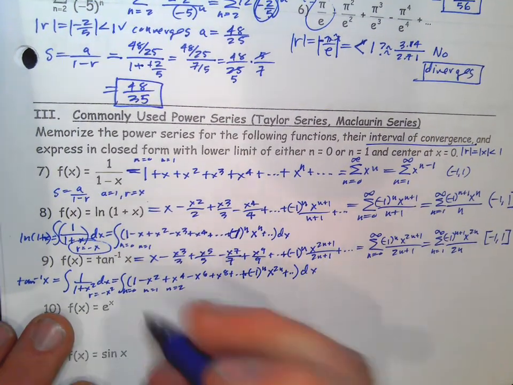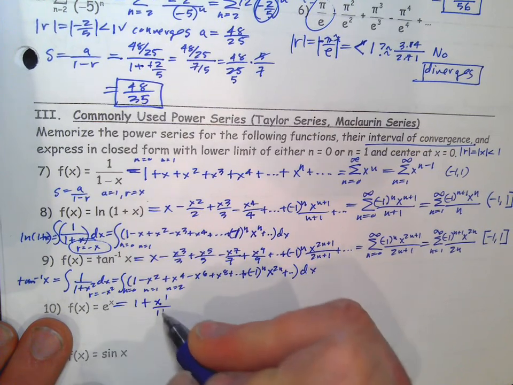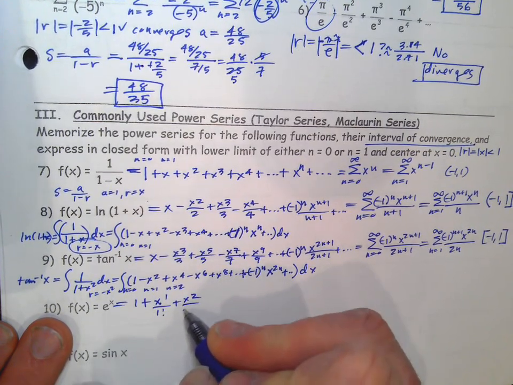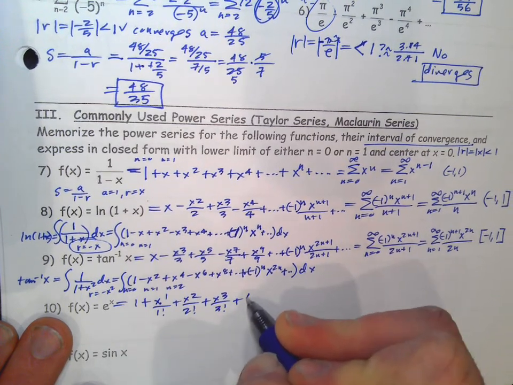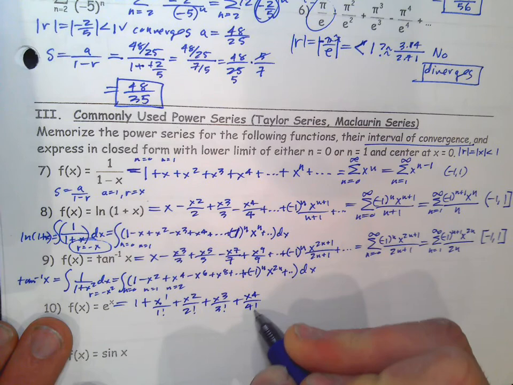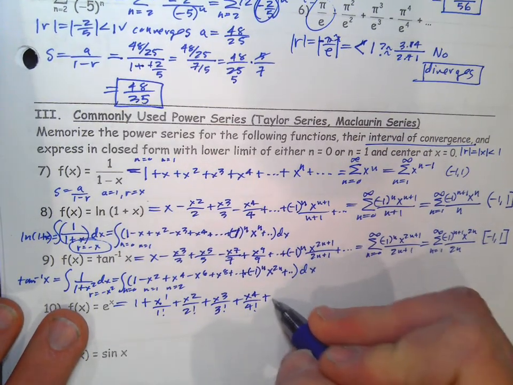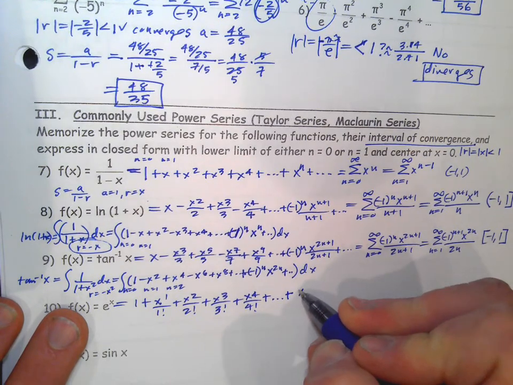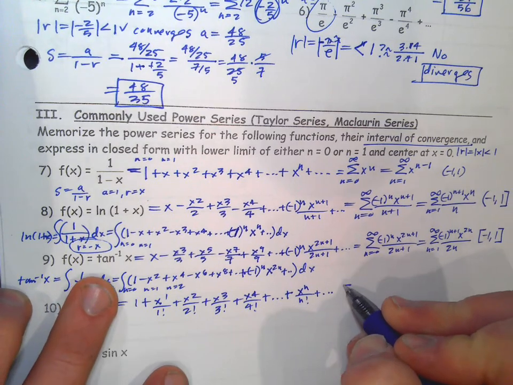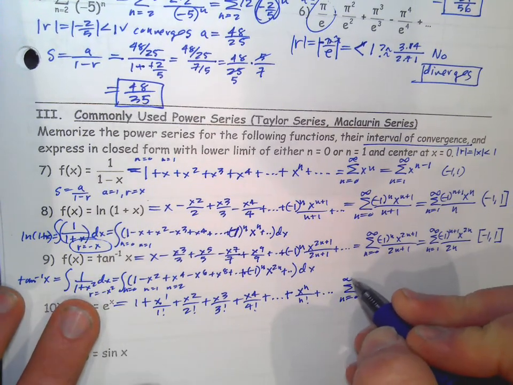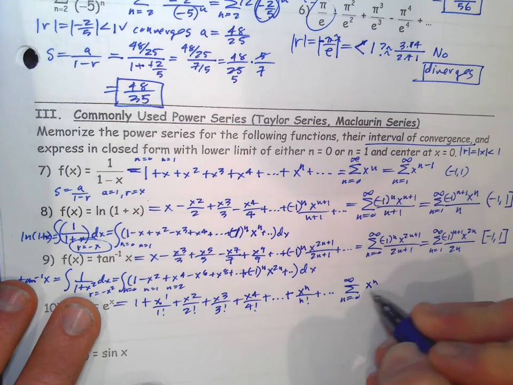E to the x, I memorize this one. 1 plus x to the first over 1 factorial plus x squared over 2 factorial plus x cubed over 3 factorial plus x to the fourth over 4 factorial. Now, the first term is actually x to 0 over 0 factorial, so it follows that pattern. The pattern is x to the n over n factorial. So pretty simple pattern. Closed form, n equals 0 to infinity, x to the n over n factorial.